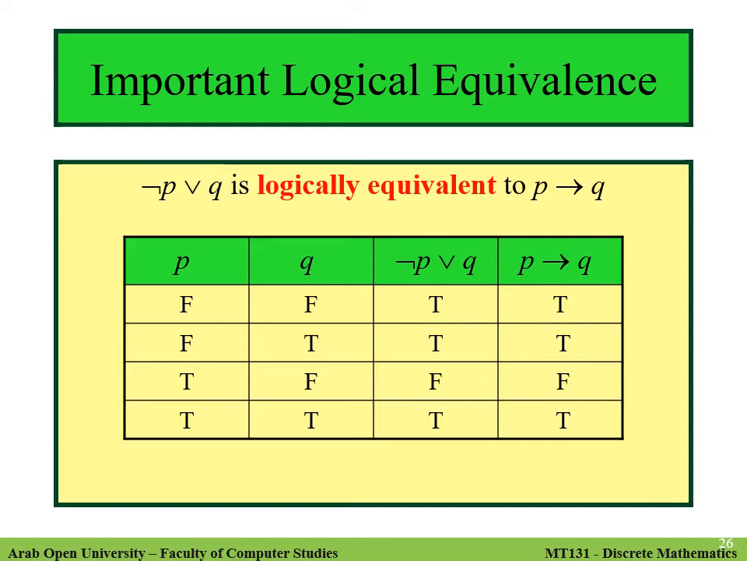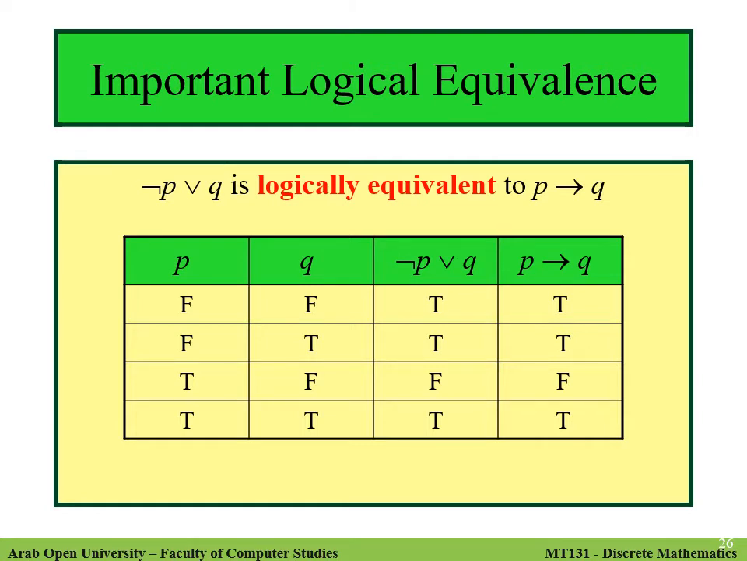One way to show two statements are logically equivalent is by doing a truth table and having one column for each statement and compare the truth values. If they are the same, then the two statements are logically equivalent. If they differ even in one value, the statements are not logically equivalent.